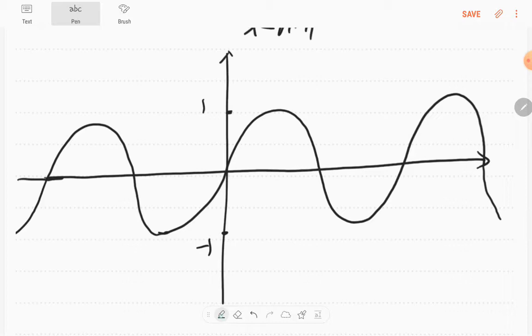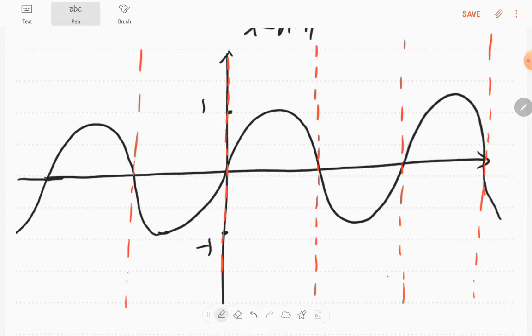So for the cosecant, we use another color, the red color, to draw the graph. We have the vertical asymptote, which is when sine equals 0. So it's here, right? This is the vertical asymptote. And here, and here, and here we have the vertical asymptotes, right?